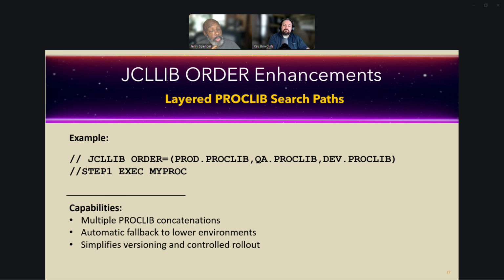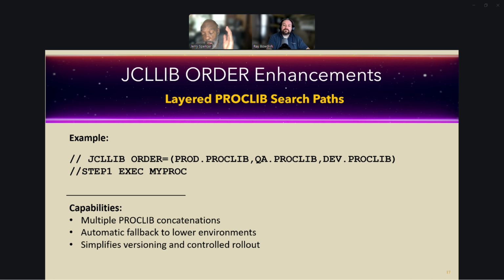So if you move something to production and find out there's a problem with it, then when you run that job again, you can remove it from that prod live, run it again, and it'll then pick up that proc from another place. So that gives you the ability to simplify versioning and controlled rollout.